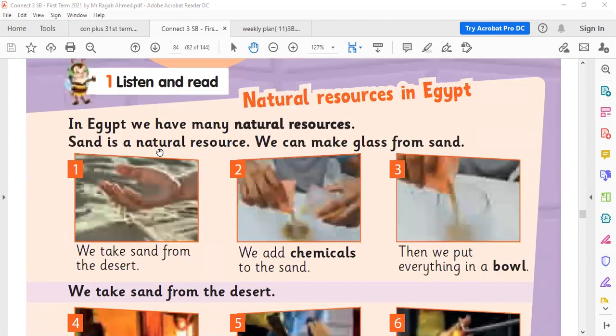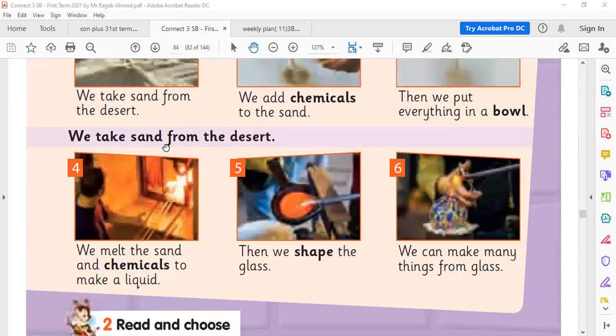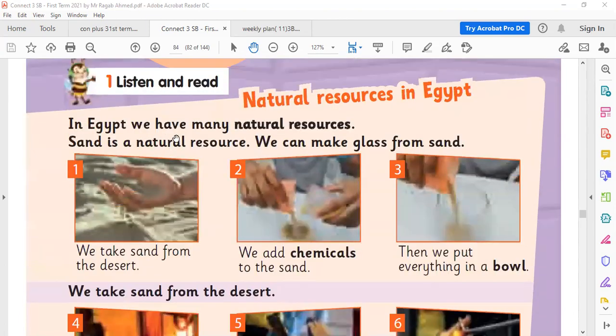Page number 68. In Egypt, we have many natural resources. A natural resource, we don't make it. It is in the ground and mountains. We don't make it with our hands, like iron ore. We don't make iron ore, but we make iron. We melt iron ore to take iron.